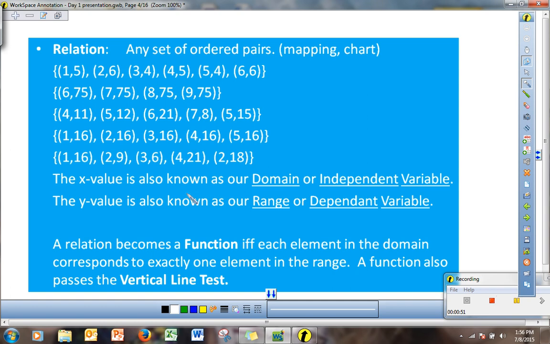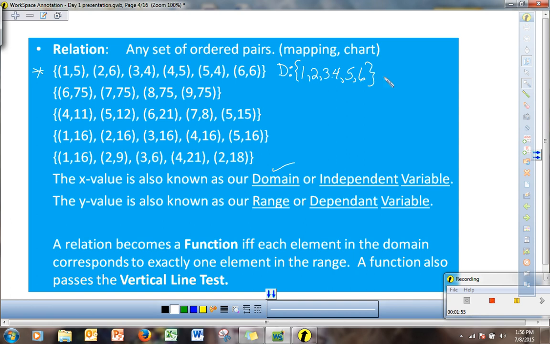Some terminology that we need. The x values in all of these is called our domain, also called our independent variable, but we use the word domain the majority of the time. The y values is our range. So for instance, if I asked you to give me the domain of this set right here, you would use a capital D to represent domain, and you'd put the braces, and then you would just list the x values. You'd say, I got an x value of 1, 2, 3, 4, 5, and 6.